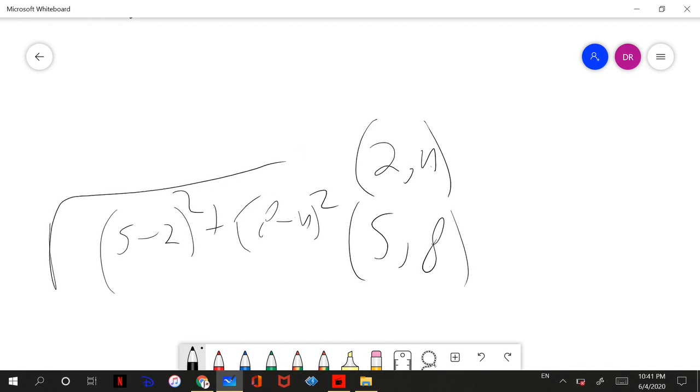So this is 3. 3 squared is 9. 8 minus 4 is 4. And then that squared is 16. And this added is 25. And the square root of 25 equals 5. So the distance between these 2 points is 5.